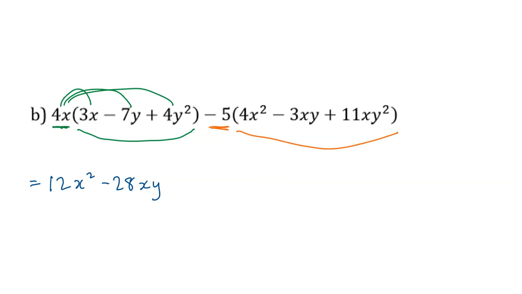Okay, finally, 4x times 4y squared. So again, 4 times 4 is 16. X times y squared is just xy squared. They just keep the exponents that they have, and you write them side by side.